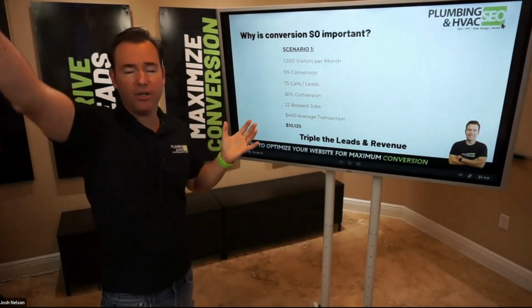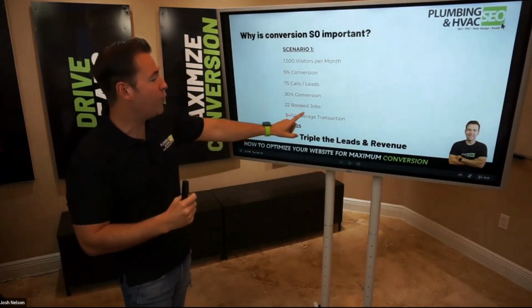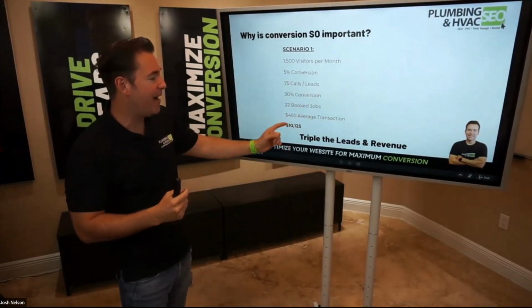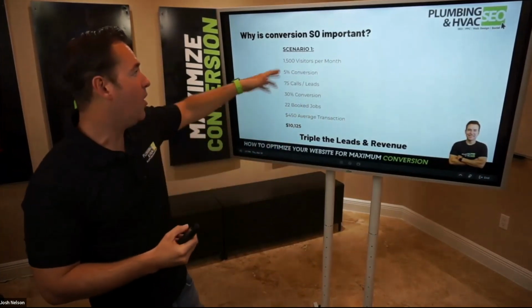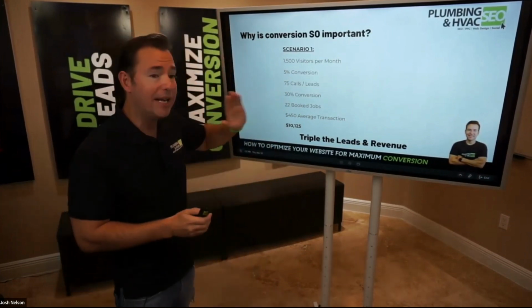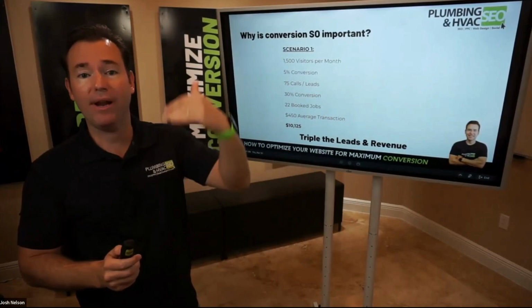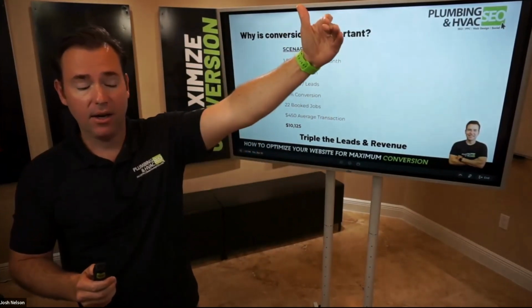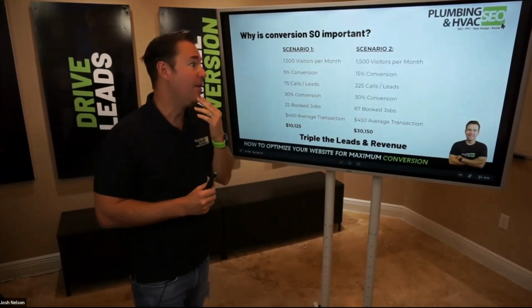Some of you convert much higher, maybe some of you lower, but let's just use that as an average. That would mean you have 22 booked jobs. Let's just say average ticket is $450. You generate $10,000 in revenue off those 1,500 visitors. Now, I'm going to show you today, you can easily at least triple the conversion rate from the visitors on your website into lead flow. And we're going to show you specifically what you can do to make that a reality.